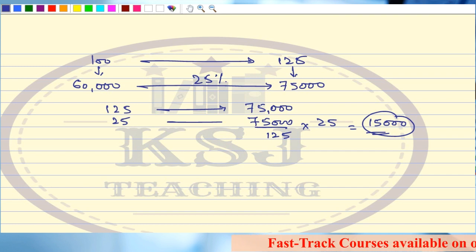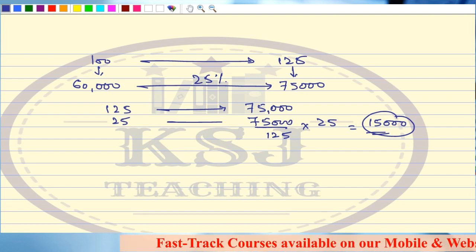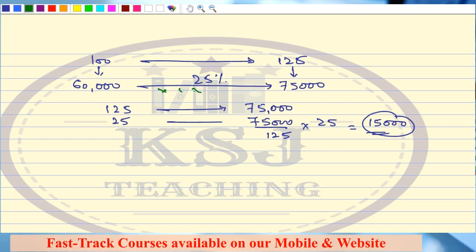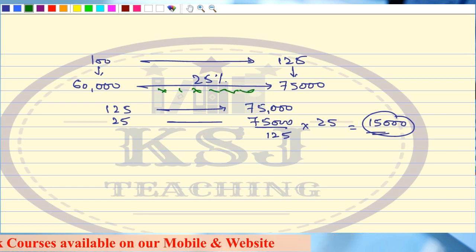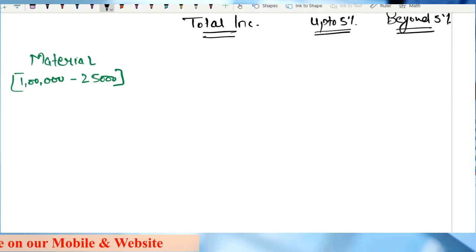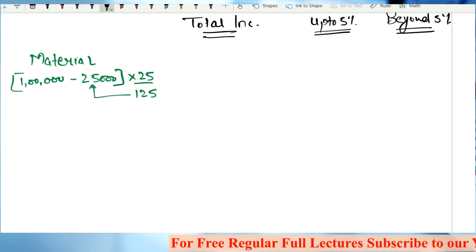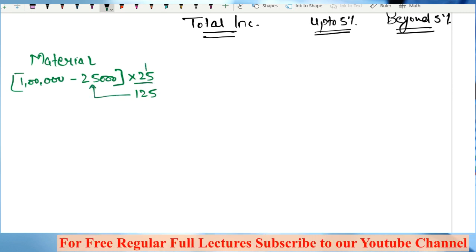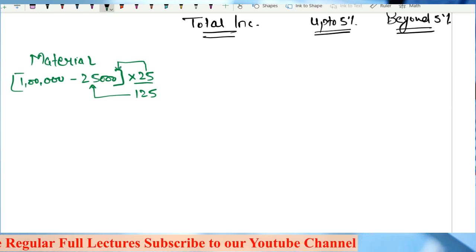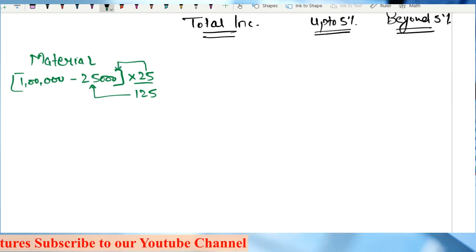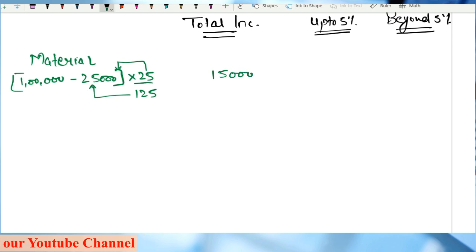So what I wanted to find out was this increase. I wanted to find out this part, right? Which is 15,000. So how I have to write it here is multiplied by 25 divided by 125, right? This is the 125 rupees value. I want to find out only the increased part in this, that is 25%. So the total increase is 15,000.